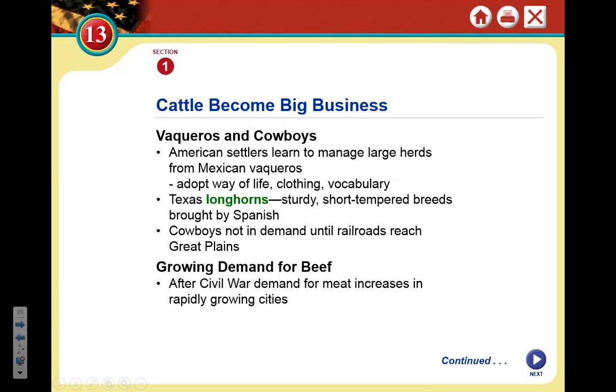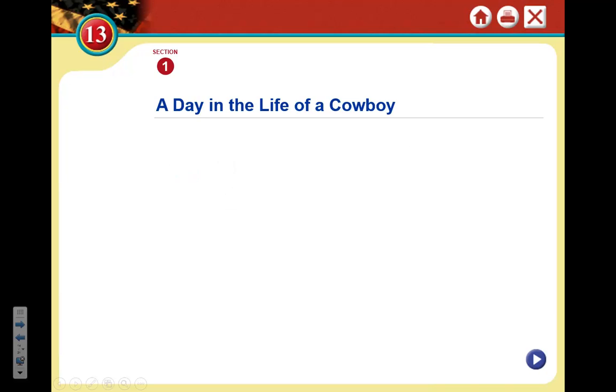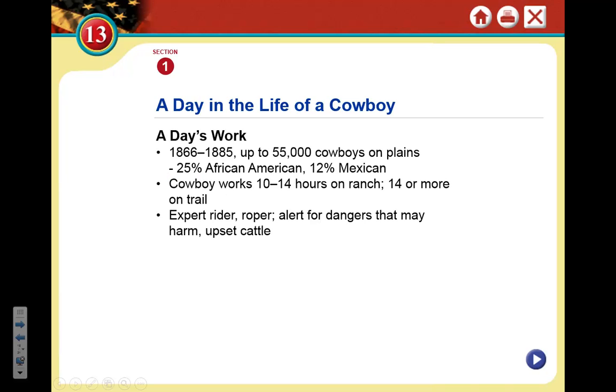Growing cities spurred the demand for beef. Cattle ranchers drove their cattle over the Chisholm Trail from San Antonio, Texas, to Kansas, where they were shipped by rail to Chicago. Between 1866 and 1885, about 55,000 cowboys worked the plains. About 12% of these cowboys were Mexican. About 25% were African American.